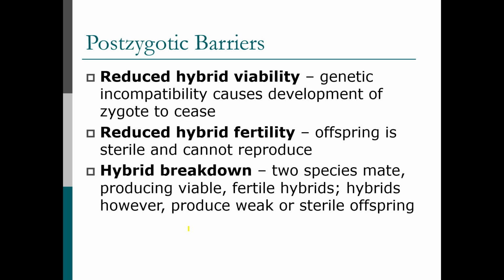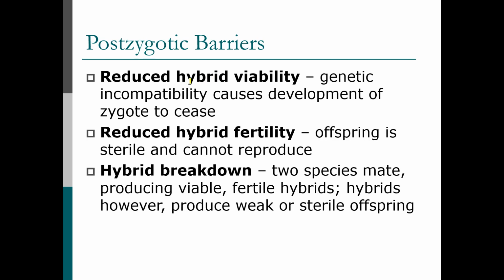Now, these other barriers are things that could occur after the zygote is formed. So we have mating between two groups. We have the fusion of egg and sperm, but then something's going to happen after that. And so we can kind of break these down into viability, fertility, and hybrid breakdown. So hybrid is just a cross between two species, okay?